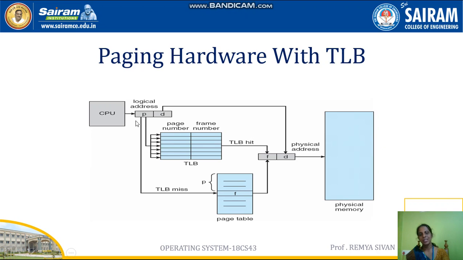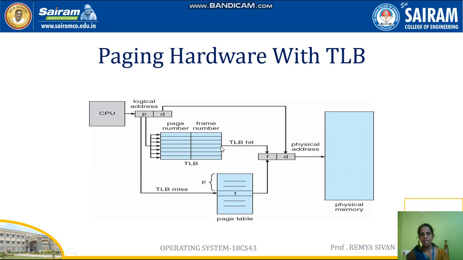When you are searching the TLB using your page number, if the data is not available in the TLB, then you have to go to the page table, and you will get the frame number from the page table, and using that frame number and offset, you can access your actual data. So either you can go this way or that way. If the data is in the TLB, we go this way. If it is not there in the TLB, we go through the page table.